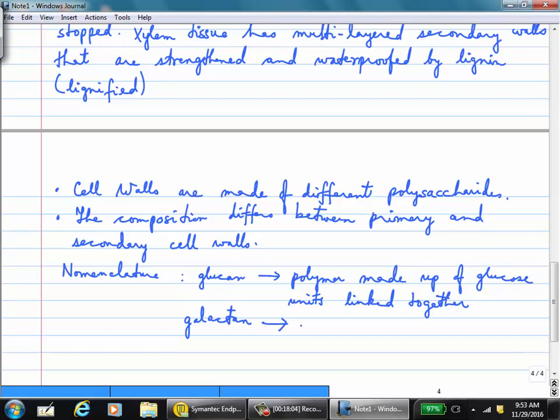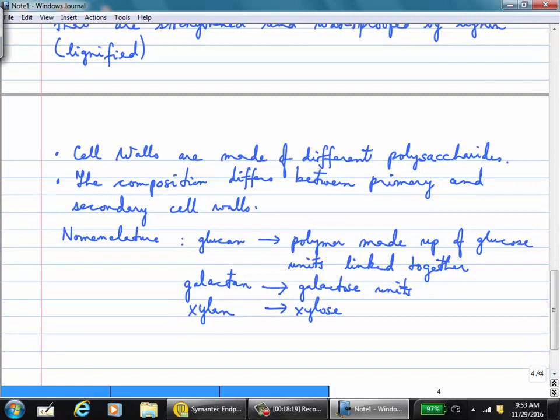Galactose units linked together, right? So galactose units. Then you have xylan, which is made up of another sugar, xylose units linked together. And again, all of these are synthesized in condensation reactions. So xylose units linked together. Similarly, you have mannans. These are mannose units linked together.